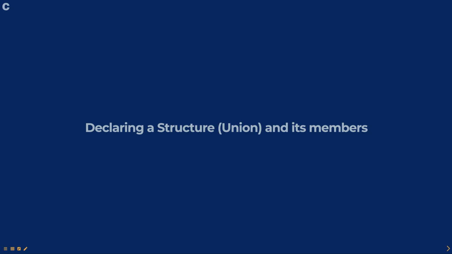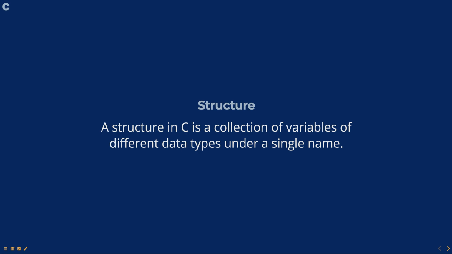Hello everyone. Today we are going to talk about declaring a structure, union and its members. A structure in C is a collection of variables of different types under a single name. It allows you to define custom data types that can store different information in a single variable.